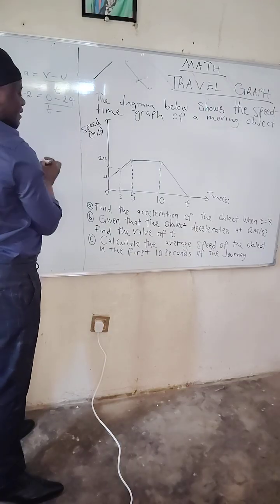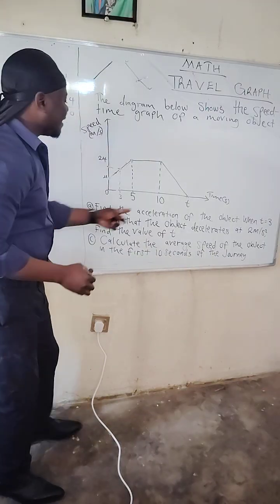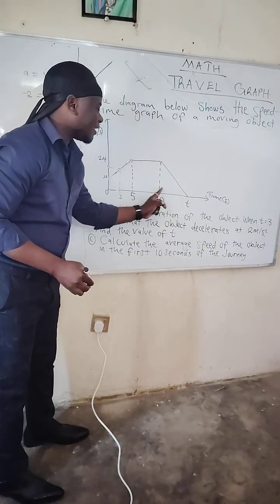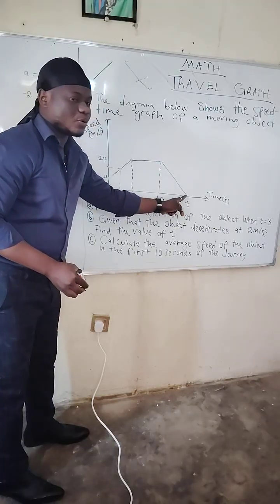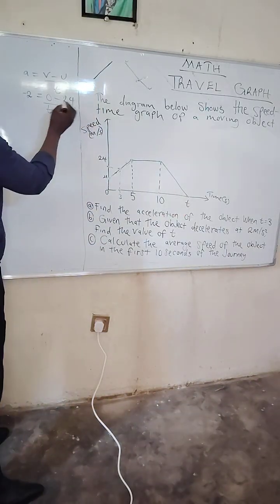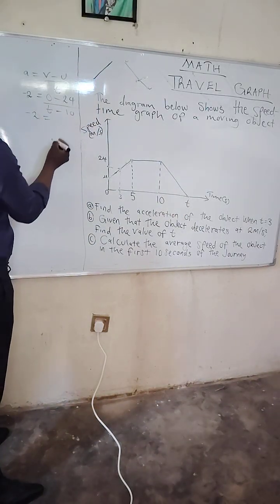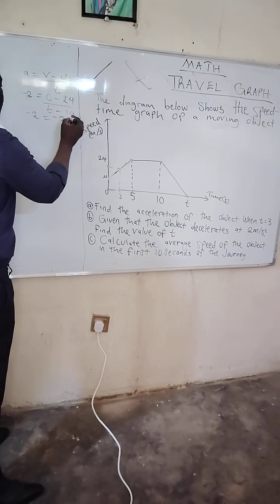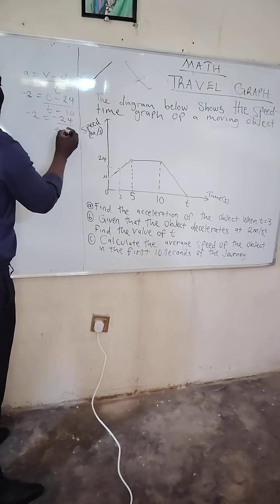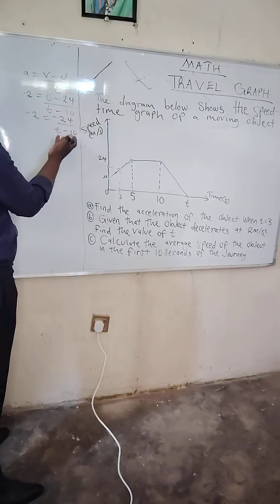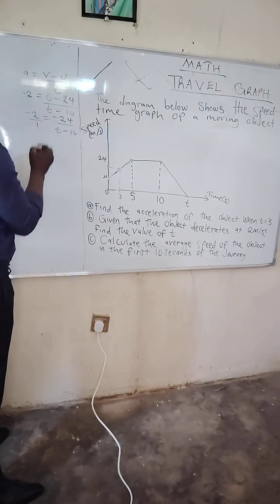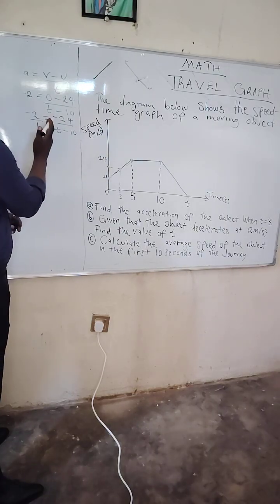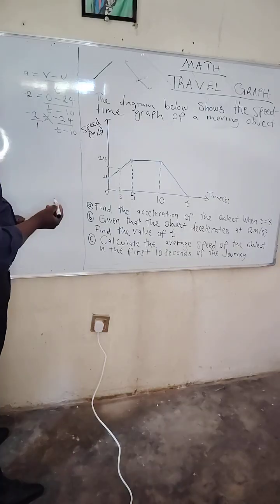T minus 10, because we need the interval here. You can't get t, no. So here you say 0 minus 24, you have what? 0 minus 24, negative 24, over t minus 10. This is a fraction, so in fraction form you say over 1. Whenever you have equals between fractions, you cross multiply.